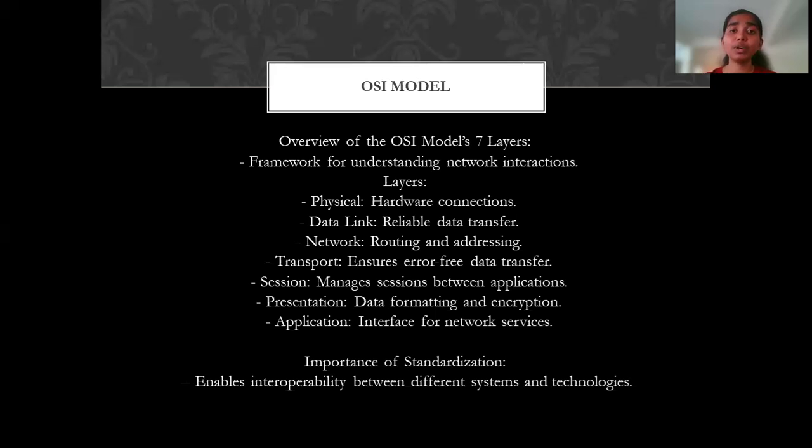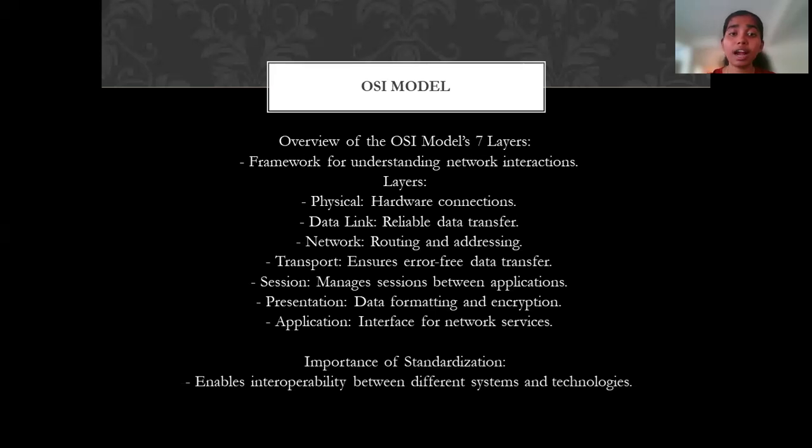The next topic is the OSI model. An overview of the OSI 7-layer model: it consists of 7 layers and is a framework for understanding network interactions. The 7 layers of OSI are the physical layer, data link layer, network layer, transport, session, presentation, and application.